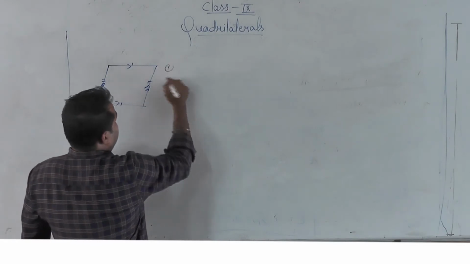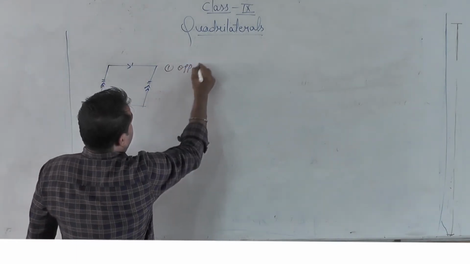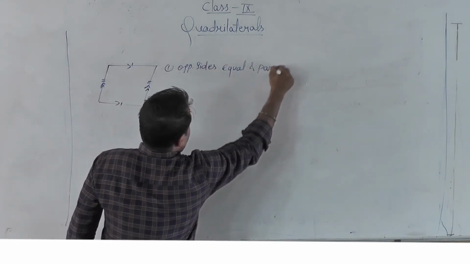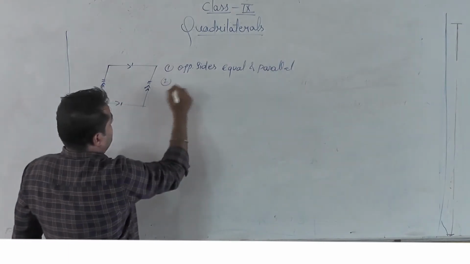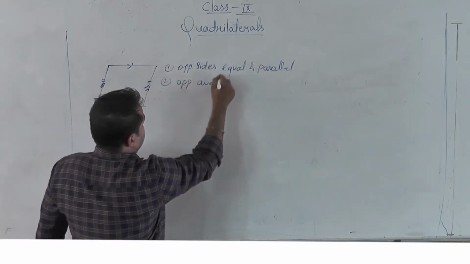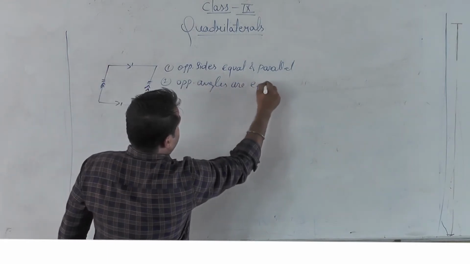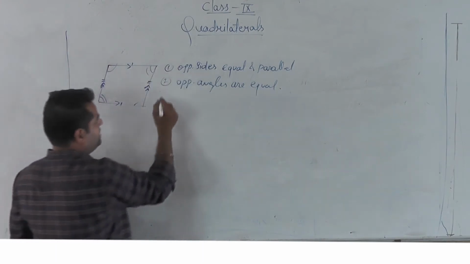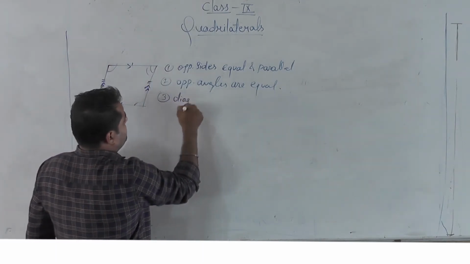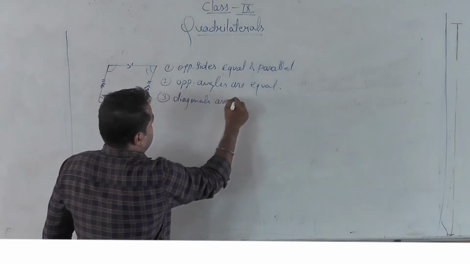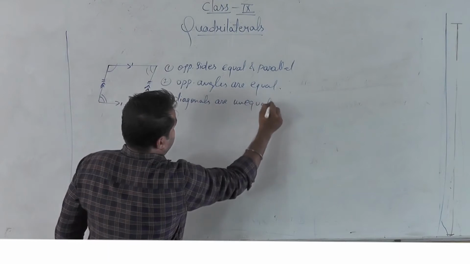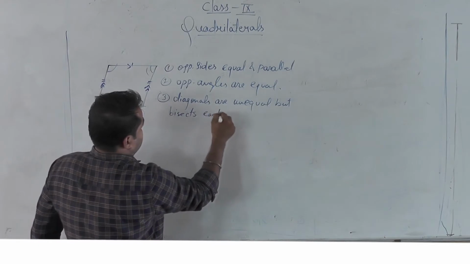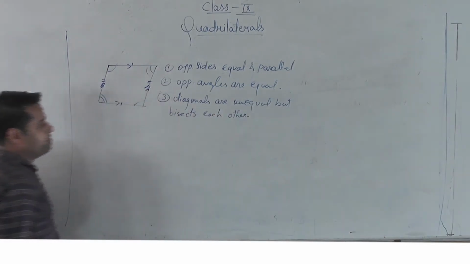So, parallelogram can have opposite sides equal and parallel, opposite angles are equal. Okay, these opposite angles are also equal, one acute and one obtuse angle, as you can see. Diagonals are unequal, but bisect each other. So this is the property of a parallelogram.